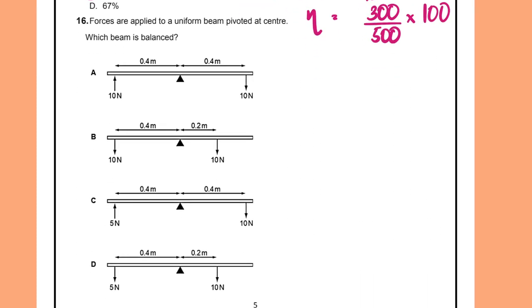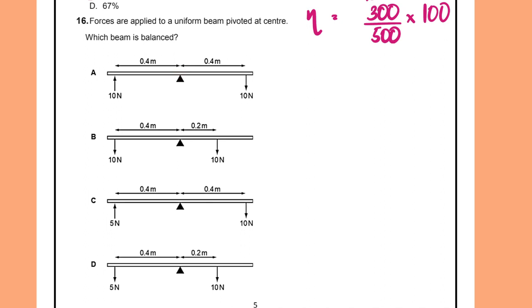Forces are applied to a uniform beam pivoted at its center. What does this mean? This means that for all of these beams, the center of gravity is at the center, or what you may also call the center of the mass. And because it's also pivoted here, the weight of the beam itself does not play any role here. Which beam is balanced? For balance or for equilibrium, we know there are two conditions, the resultant force being 0 and the resultant moment being 0. We can't really use the first one here, because we do not know the force which the pivot applies on the beam. So we can only really work with the second condition.